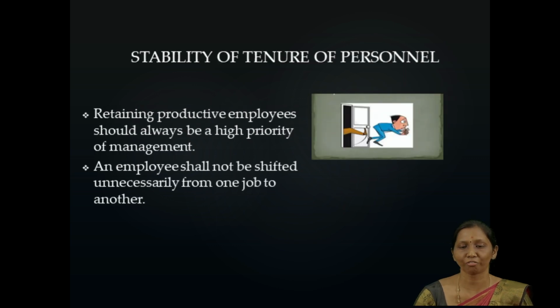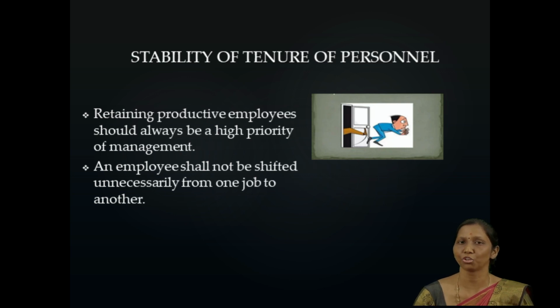Next, stability of tenure of persons. What do you mean by stability? The persons working in the organization should not be terminated again and again. If you want to retain good or skilled employees, you have to give priority to the skilled employees. Then only you can develop the organization. So retain the productive employees. What do you mean by productive employees? Skilled employees. You have to give high priority to them.